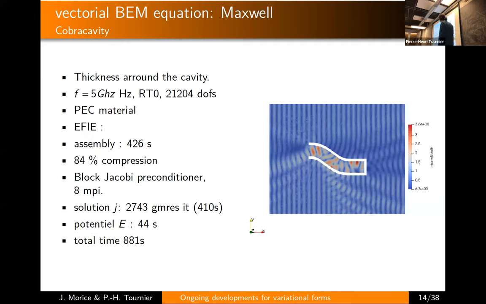And I use multi MPI process. You can see that the time of assembly is very important. And you can have a solution. As I use the Jacobian preconditioner, the number of iterations is very big. And you see that compared to the case shown for the IMOS, for the cobra cavity, the compression is less important. You have 80-40 points in terms of compression. I think it's just Jacobian preconditioner, it's just a diagonal preconditioner.